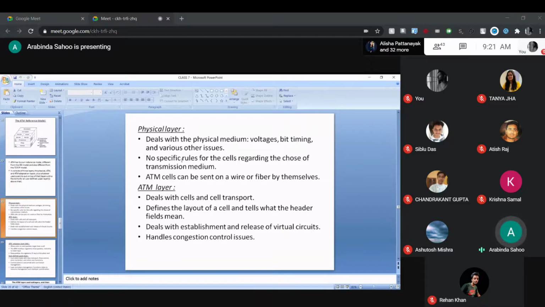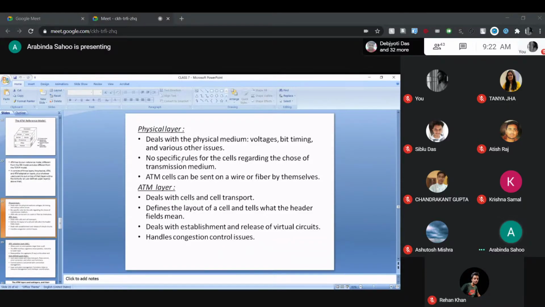In ATM, the data is transmitted in the form of ATM cells, which consist of 53 bytes. So how will we transmit this cell? There is no specific rule, whether it is optical fiber or coaxial cable. There is no specific rule for the cells regarding the choice of transmission medium.